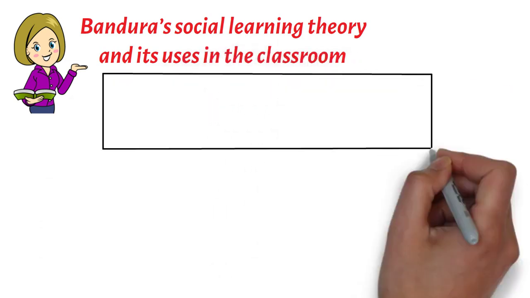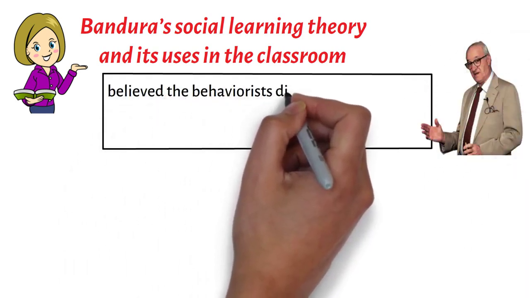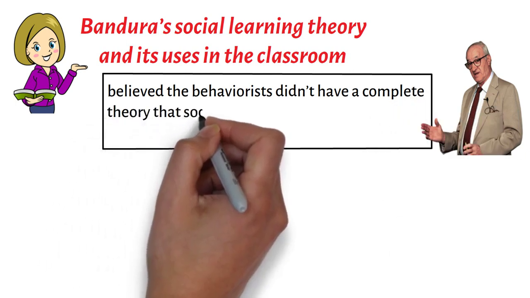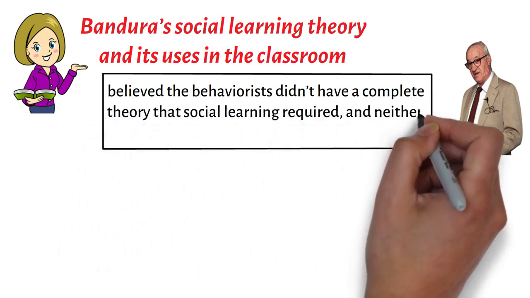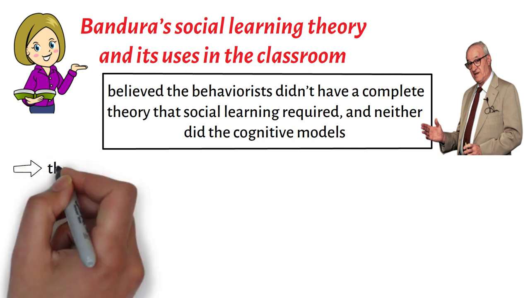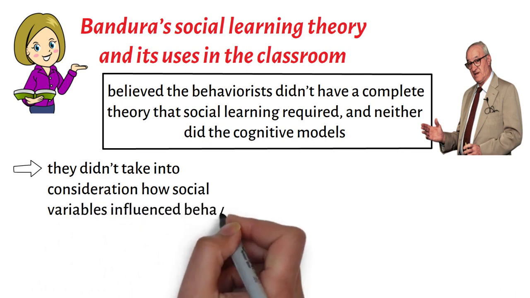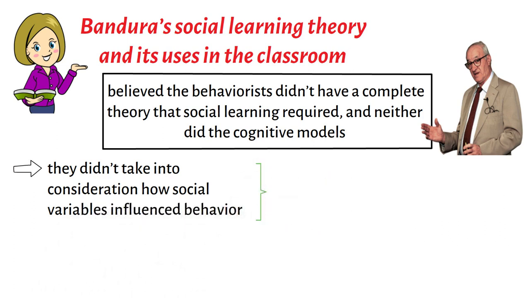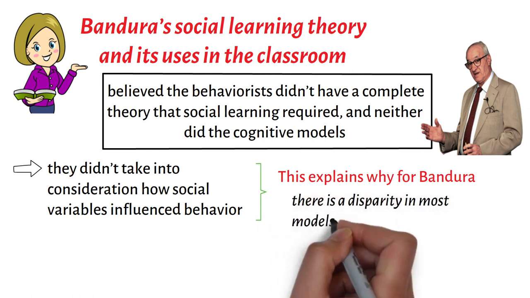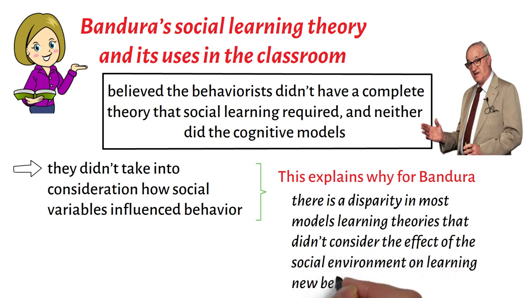To begin with, it is important to note that Bandura believed the behaviorists didn't have a complete theory that social learning required, and neither did the cognitive models. According to Bandura, they didn't take into consideration how social variables influenced behavior. This explains why, for Bandura, there is a disparity in most models' learning theories that didn't consider the effect of the social environment on learning new behaviors.